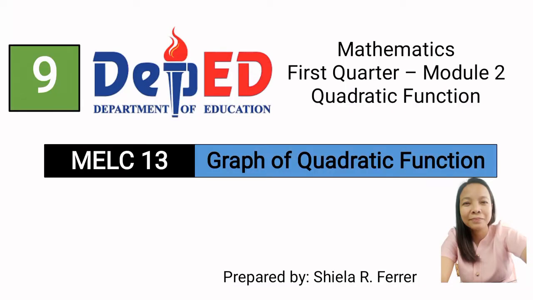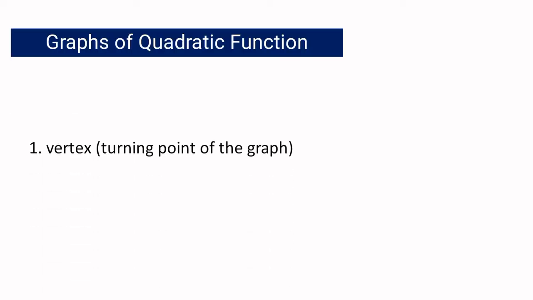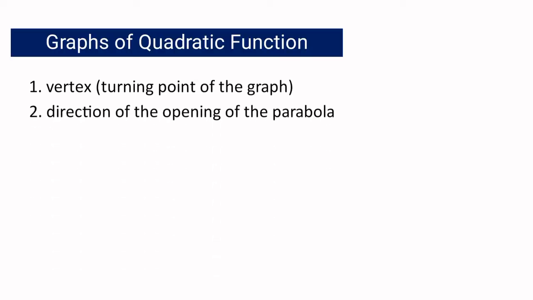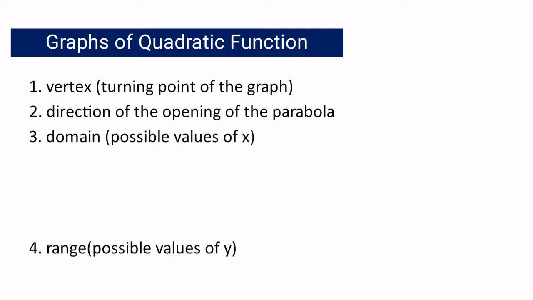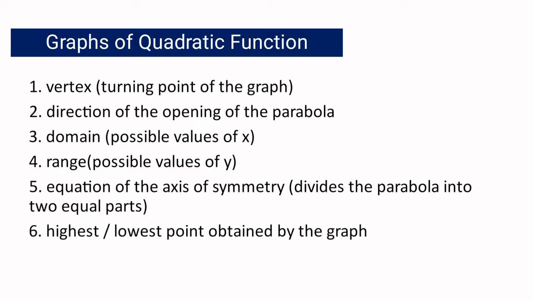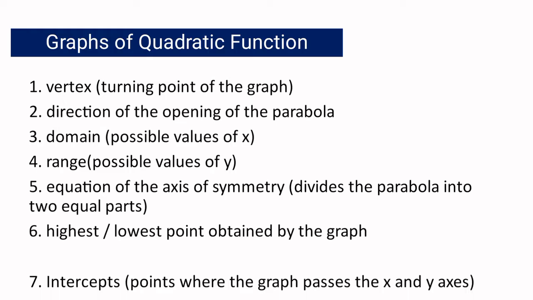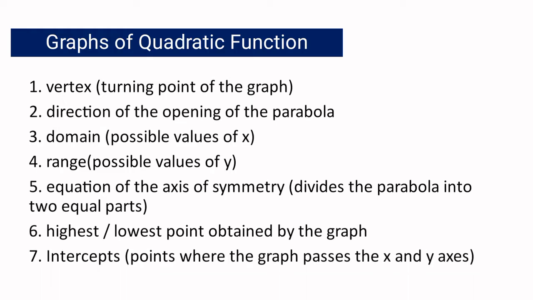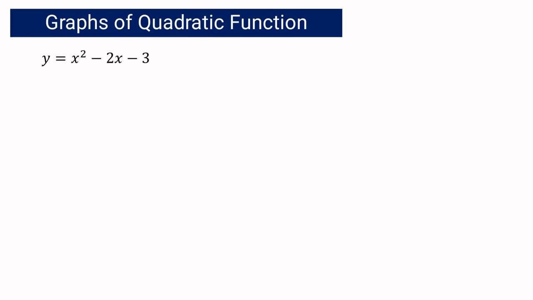Let us discuss today the graph of quadratic functions and its characteristics. We have here the vertex, the direction of the opening of the parabola, the domain, the range, the equation of the axis of symmetry, the highest or the lowest point obtained by the graph, and then the intercepts. So let us begin with example number 1.